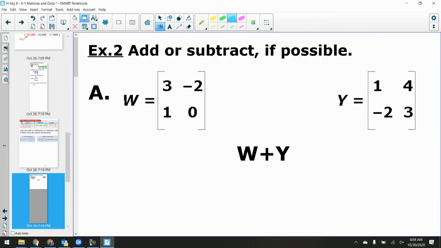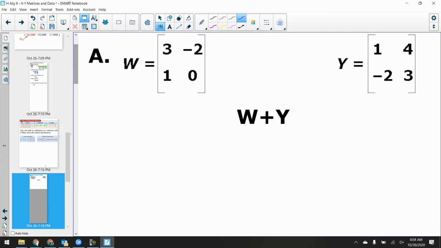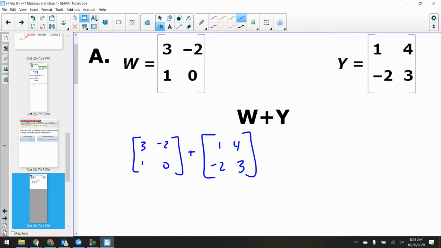So my question is here. I've got W plus Y. First of all, can I add these together? Yes, I can. So let's do so. We're going to take W, 3, 1, negative 2, 0, plus 1, 4, negative 2, 3. When you read them, there's really no rhyme or reason. You could read them going along the top row and then going to the next row, but if you read it from top down, it wouldn't be any different. Just make sure that you're noting where things are.